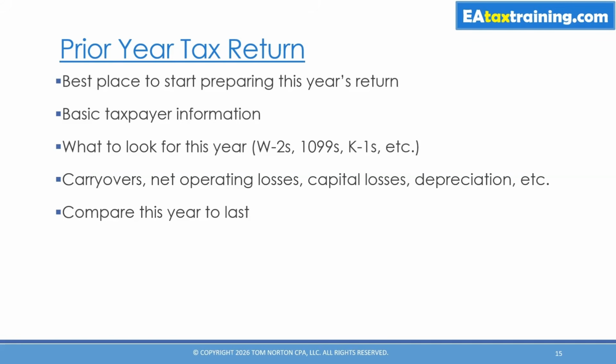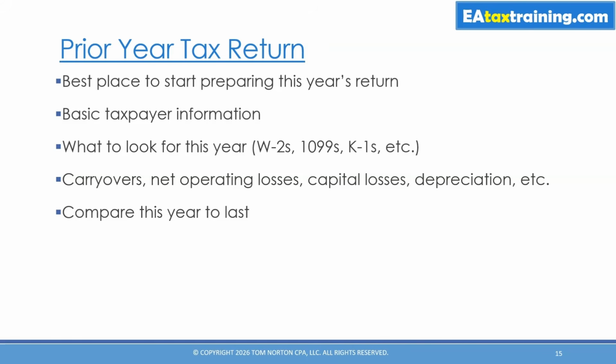tax return. So if you prepared last year's tax return, then you will have it. You will want to review that before you do this year's tax return. If you did not prepare it, then you want to ask the taxpayer to provide a copy for you. What it will do is a few things. First of all, it will give you basic taxpayer information, names, address, social security number, etc. Now, you always want to verify those things. Things can change, especially addresses, but it's a great place to start.